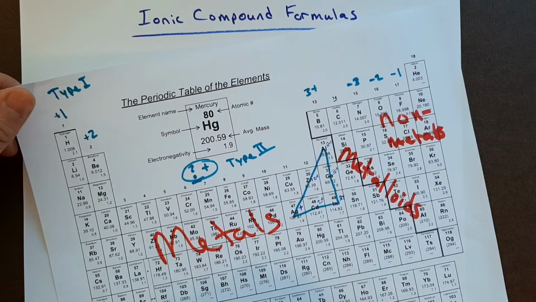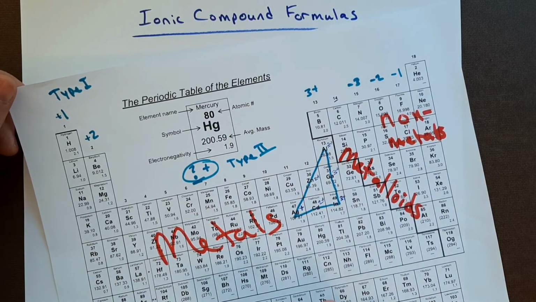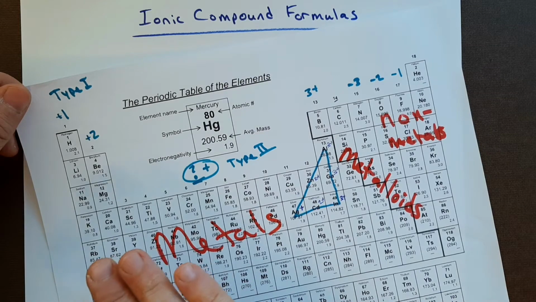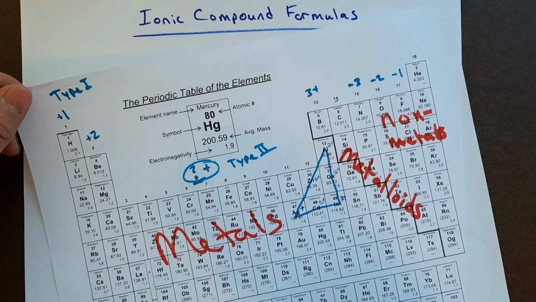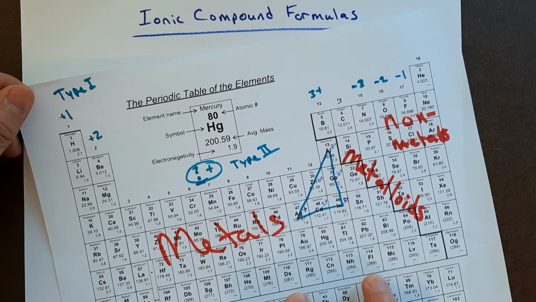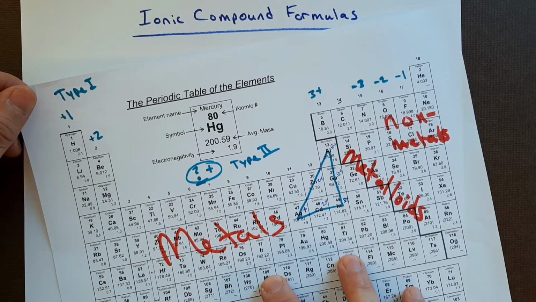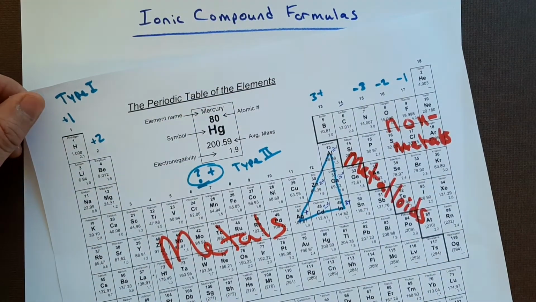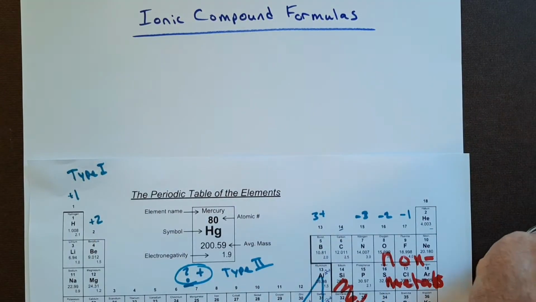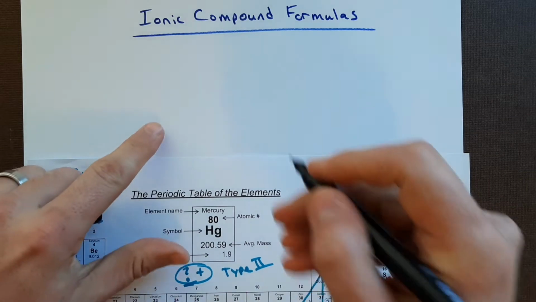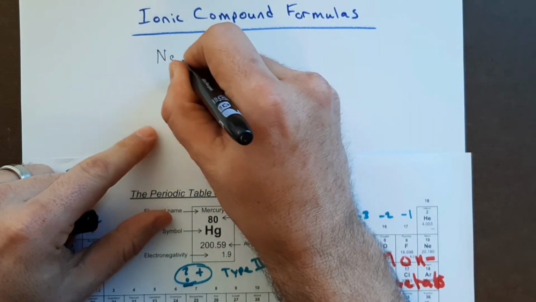So in the last video, we learned how to use our periodic table to figure out what a specific element's ion charge would be if it was involved in ionic bonding. Now we want to use those charges to figure out what the formula of that ionic compound would be. So the key here is that we're trying to form what's called neutral ionic compounds.